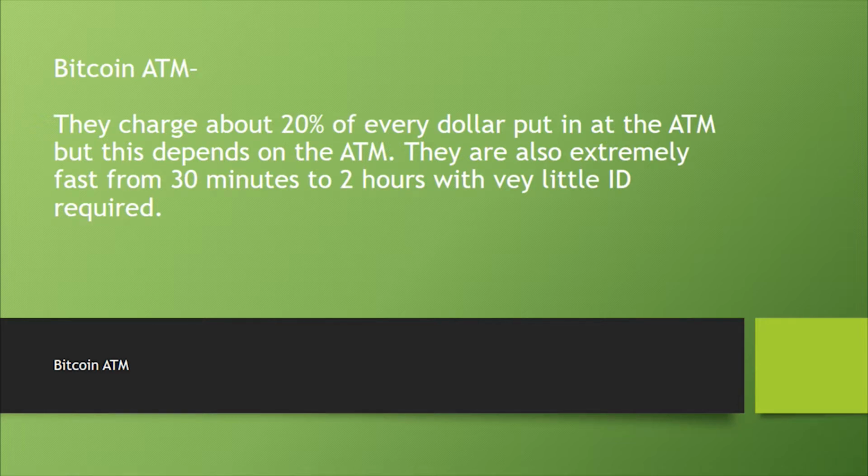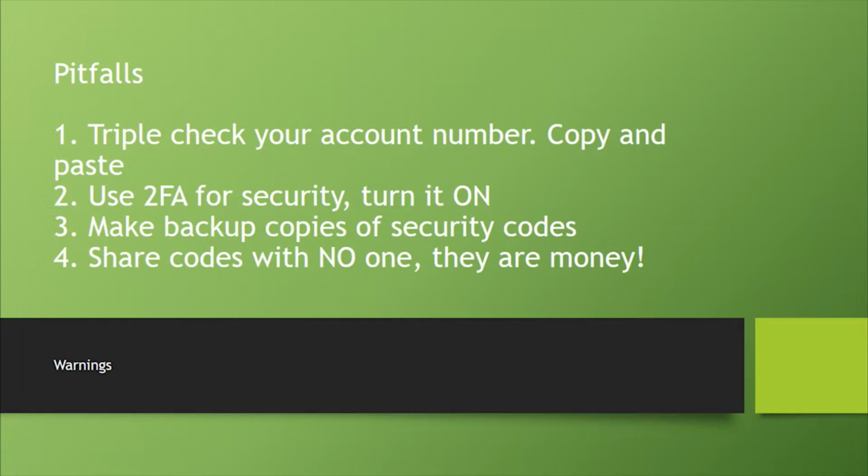So Bitcoin ATM is the fastest by far. Now here are the pitfalls. Triple check your account number. Most of the time I tell people it's copy and paste. Anytime you see that long account number, I forget how long it is, but it could be up to 20 digits. Last thing you need to do is try to type 20 digits in.